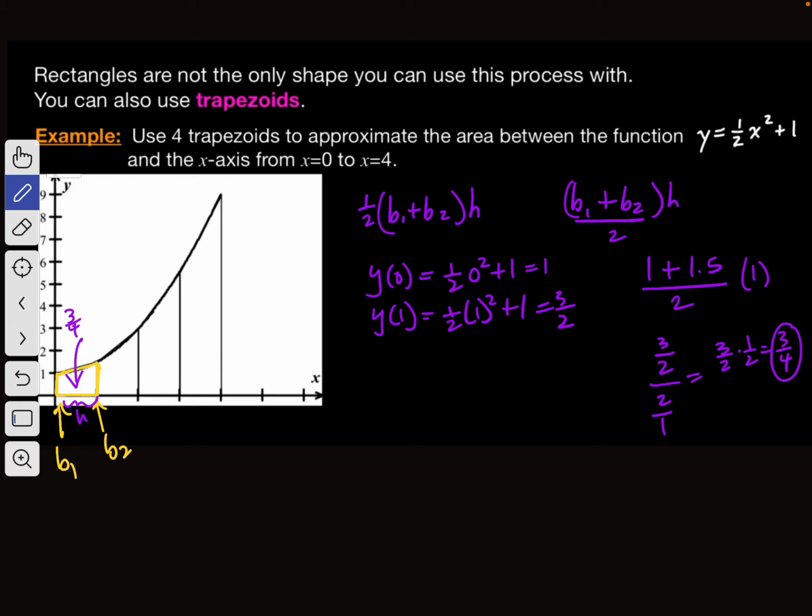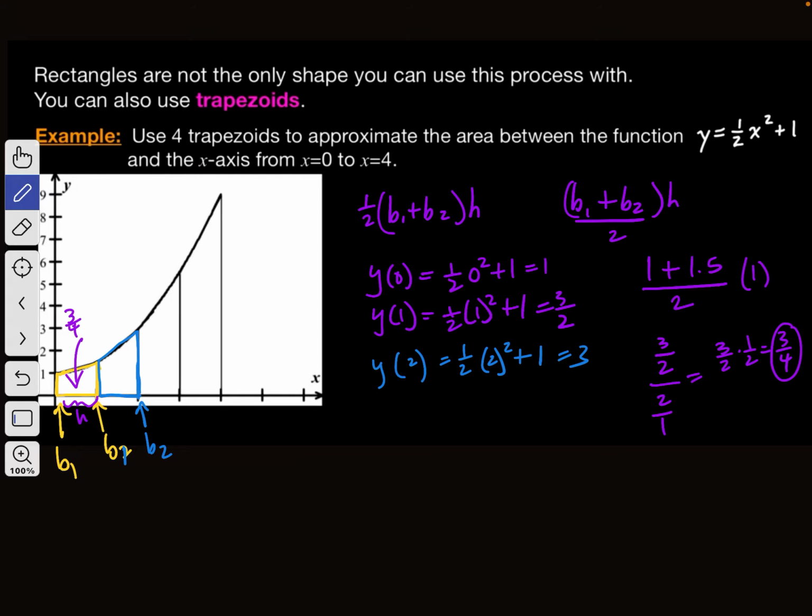Okay, and then we can draw our next trapezoid and keep going. This time our trapezoid, and you can see that the trapezoid's a much better approximation of this curve. It's not a perfect approximation, but it's much better. Okay, so this is going to be my other base. I'm going to call this base 1 this time, base 2. So evaluate the function y of 2 this time. 1/2 2 squared plus 1. 4, half is 2, and so that is 3.